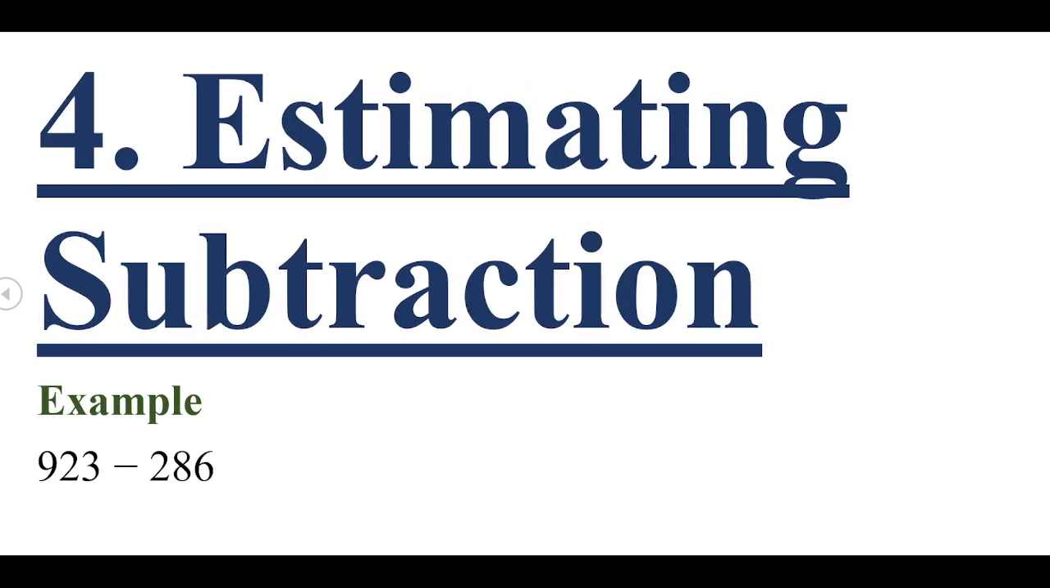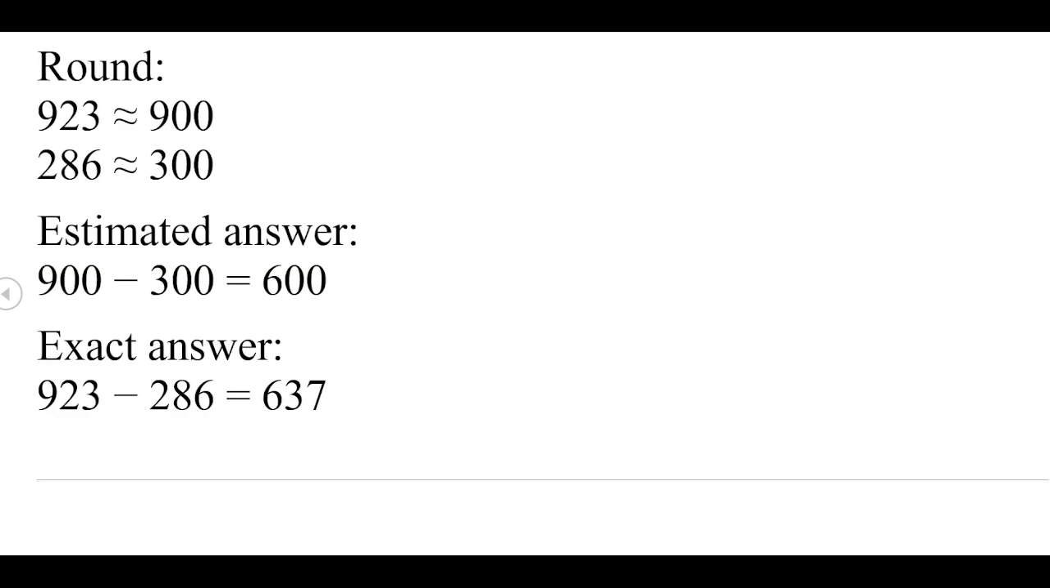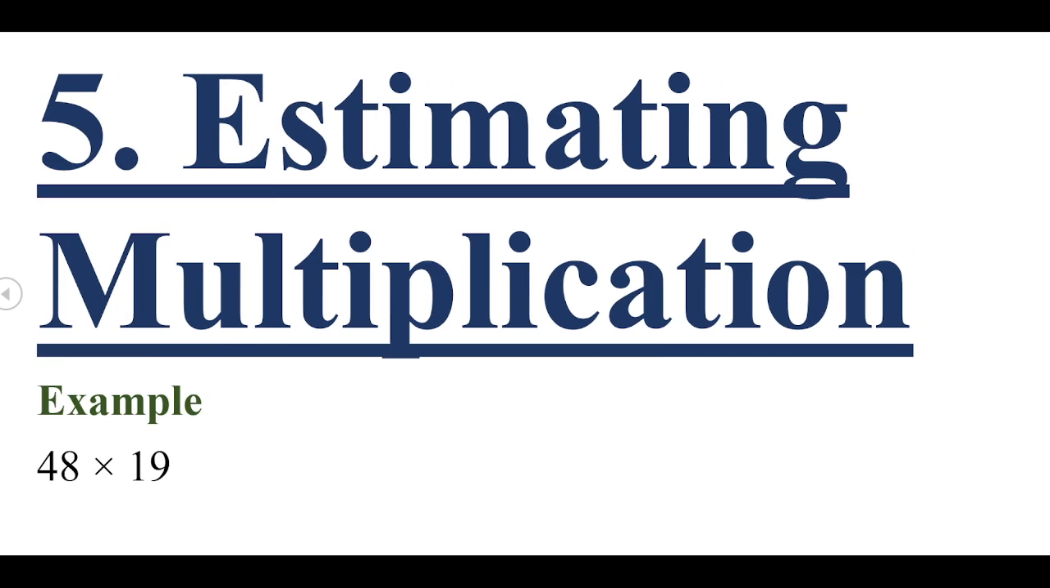So we can see estimating subtraction. 923 subtracted by 286. Round both numbers. 923 is approximately 900 and 286 is approximately 300. Subtract: 900 minus 300. The answer is 600. We can see the estimated answer is 600 while the exact answer is 637.